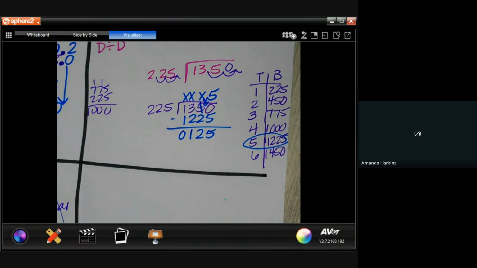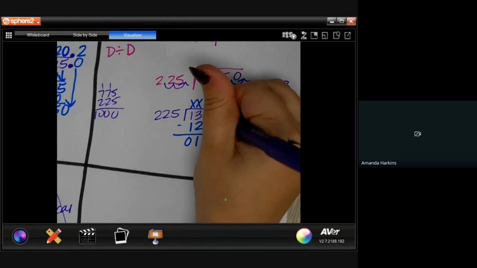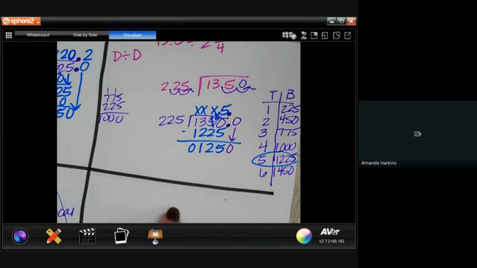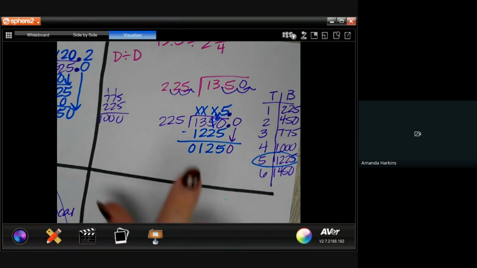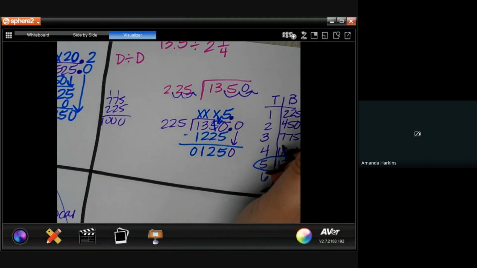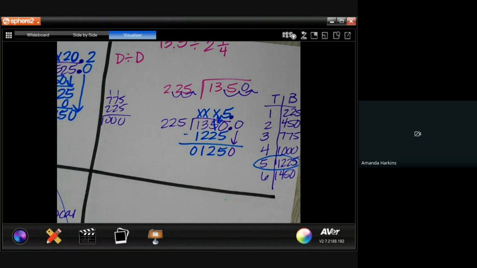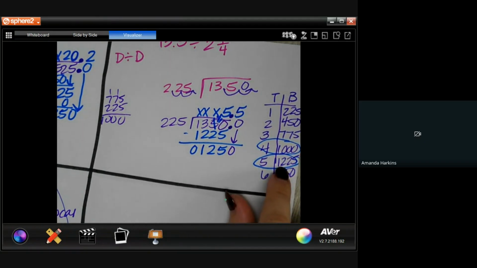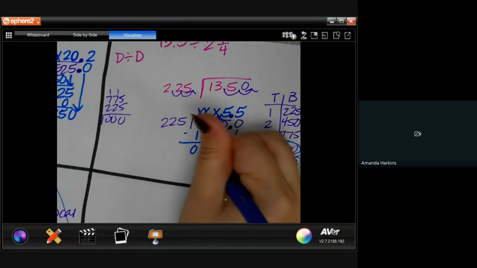So I'm going to go ahead and add a decimal and a 0. I'm going to bring that 0 down. 225 can go into 1,250 four times. Oh, wait, no. Not 4 times, I'm sorry. 5 times. Because it's 1, 2, 2, 5.